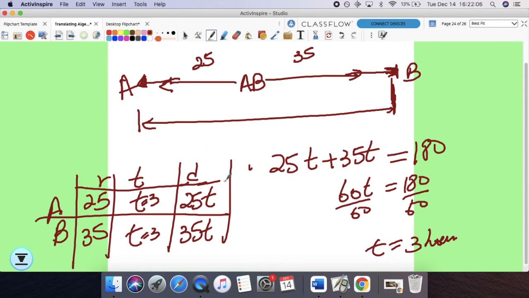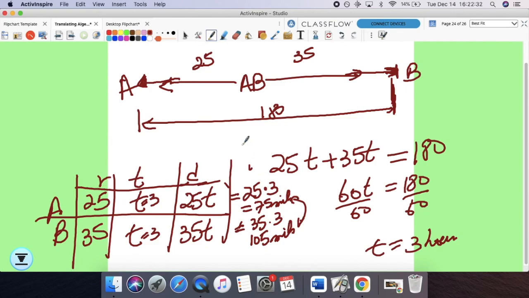So let's see. If you travel 3 hours at 25 miles an hour, you're going to cover 75 miles in distance. The other car is driving at 35 miles an hour for 3 hours. And 35 times 3 means that in 3 hours he can cover 105 miles. Notice that if I combine these two, I get 180 miles between those two cars.